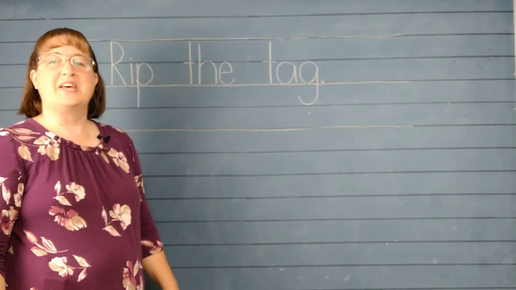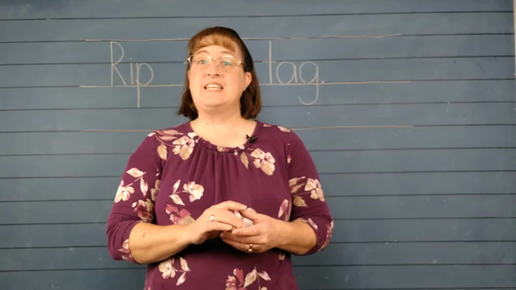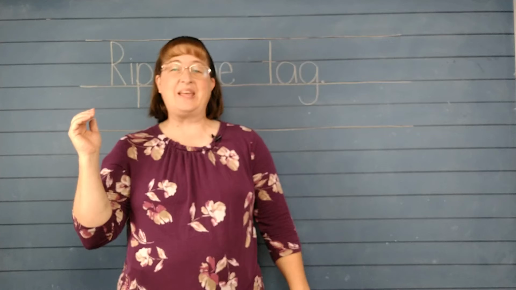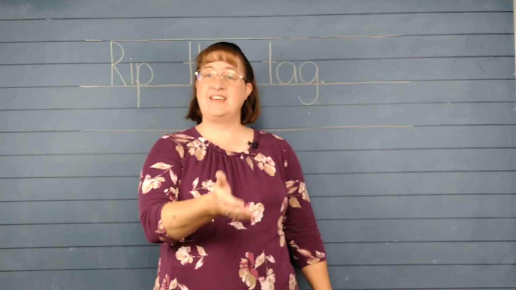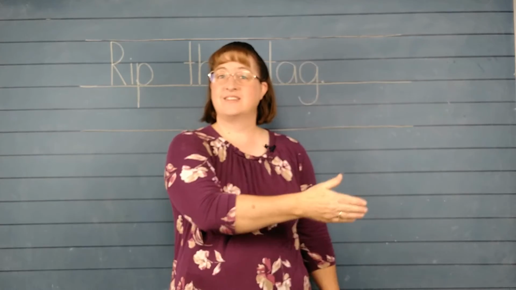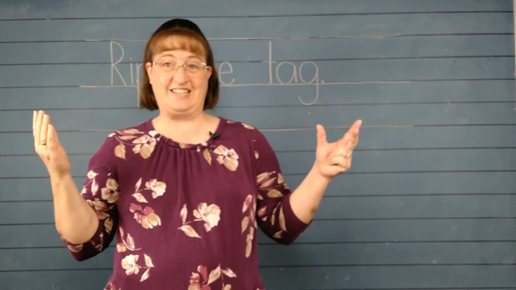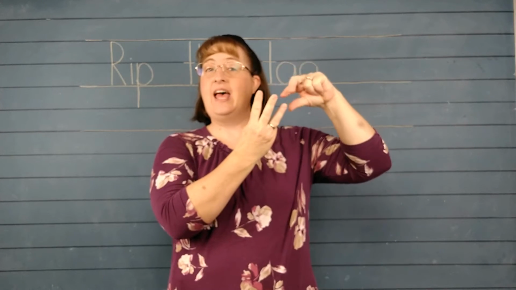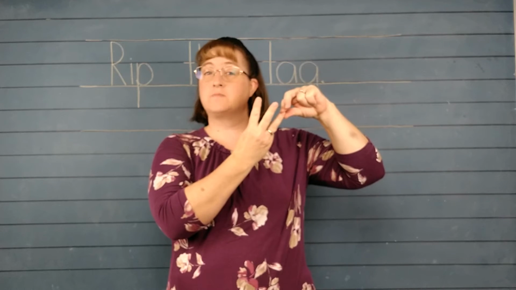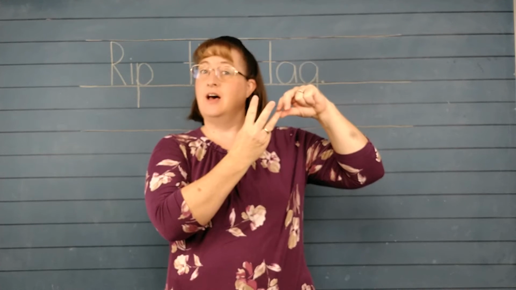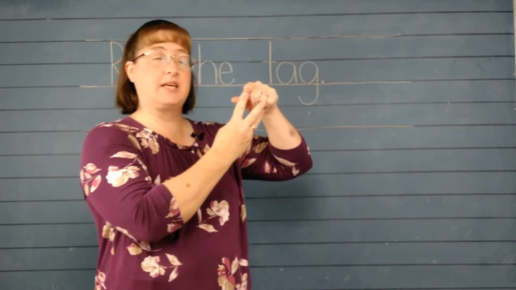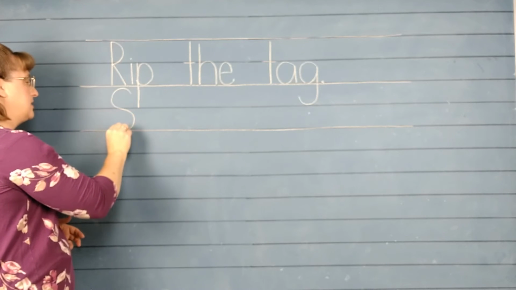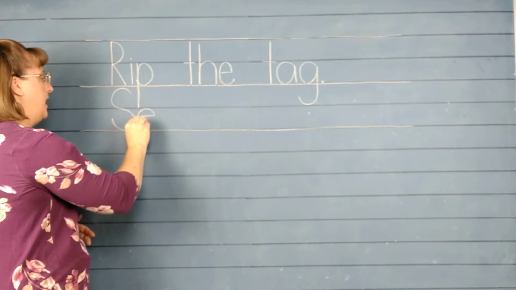Good job. The next sentence is set it in the box. Say that with me. Set it in the box. Good job. The first word is set. Give me the sounds. S-E-T. What do we always put at the beginning of a sentence? A capital letter, so that S has to be capitalized. Looks just like the lowercase, except it uses all of the space. S-E-T.